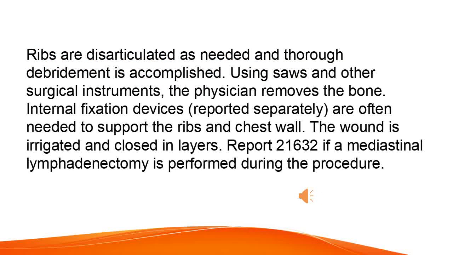Ribs are disarticulated as needed and thorough debridement is accomplished. Using saws and other surgical instruments, the physician removes the bone. Internal fixation devices, reported separately, are often needed to support the ribs and chest wall. The wound is irrigated and closed in layers. Report 21632 if a mediastinal lymphadenectomy is performed during the procedure.